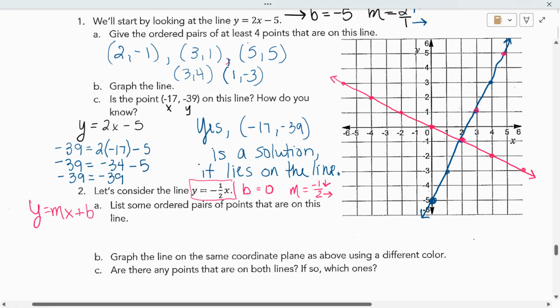Okay. So let's list some ordered pairs that live on this line. Give me one, Brianna. Two, negative 1. Good job. Michelle, give me an ordered pair that lives on this line, on the red line.